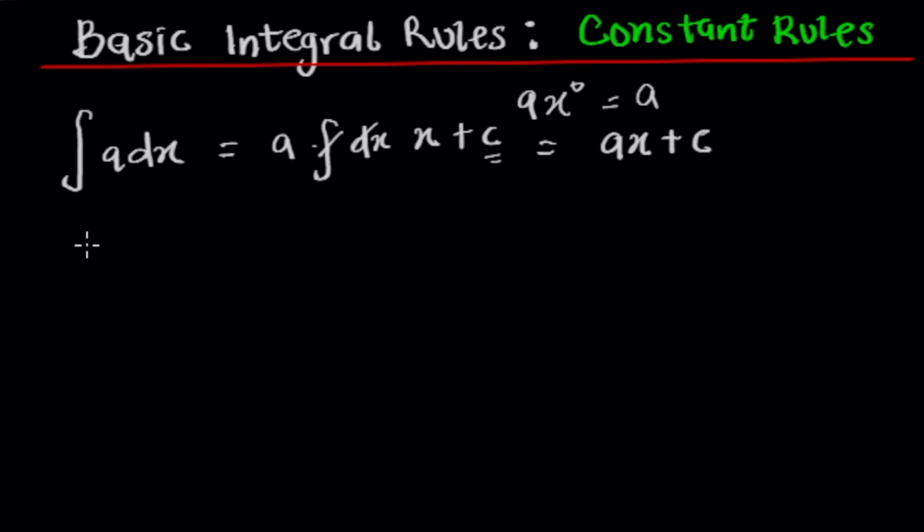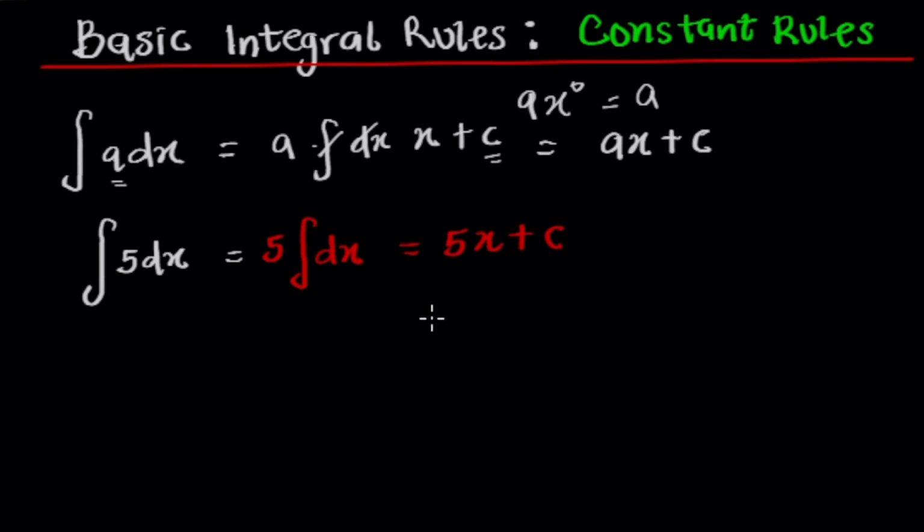Now let's say we have some question here. Suppose you are asked to find the integral of 5 dx. You bring out the 5, because this 5 corresponds to a here. So bringing out the 5, we're going to have 5 times the integral of dx, and this is simply 5x plus c, right? So that's basically how you're going to integrate it.